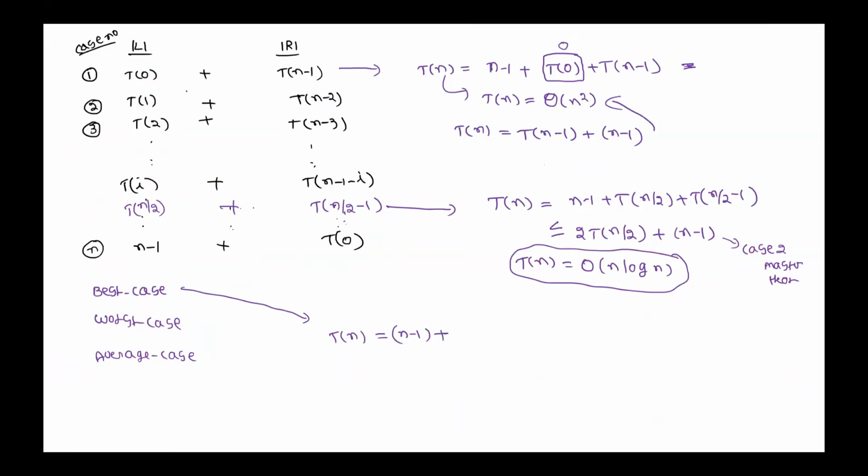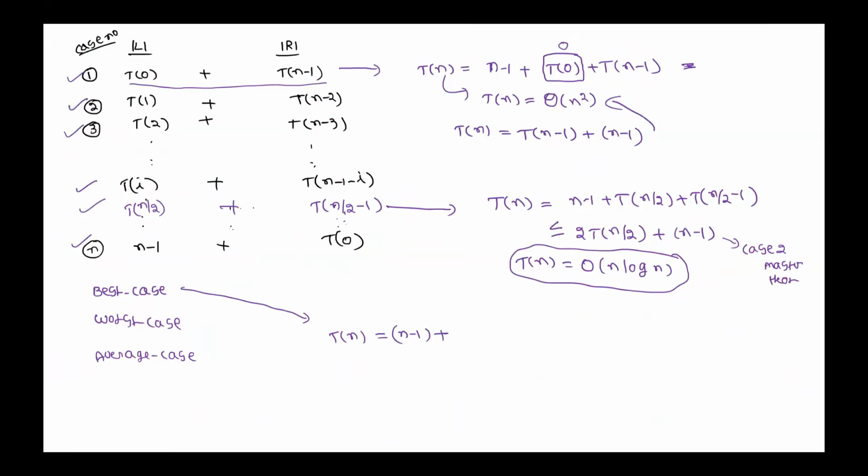Best means what? First, I will calculate the answer for this case, similarly for this case, this case, this case. All n cases, I will calculate the answer. Among all these, wherever I get the minimum value for T of n, that I call my best case.